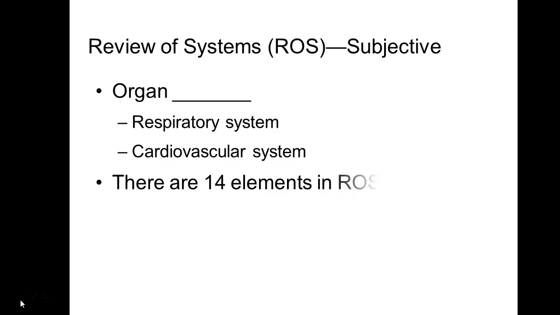Now, when it comes to the review of systems, okay, there are organ systems. We have 14 elements in the review of systems. So our organ systems are actually listed, again, if you look in your green guidelines, on the top of page 10. So it starts with eyes, ear, nose, mouth, throat, cardiovascular, respiratory, gastrointestinal, etc. Those are our organ systems. How do we break down the body?